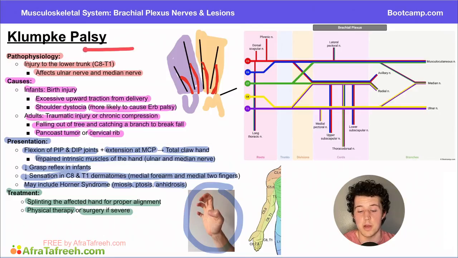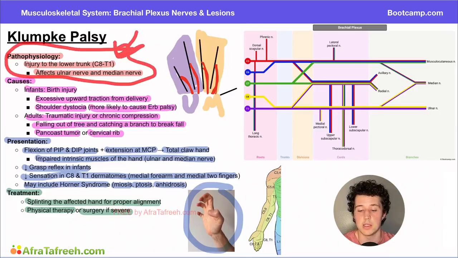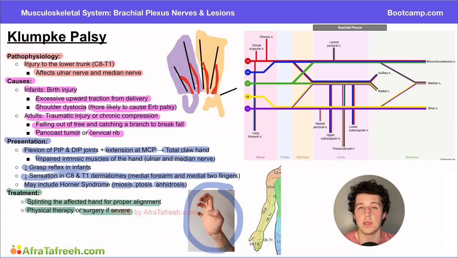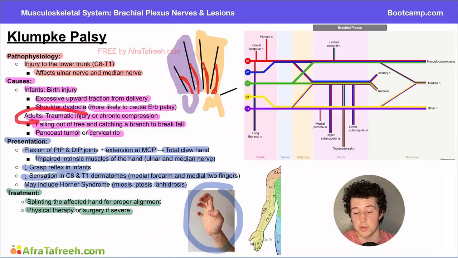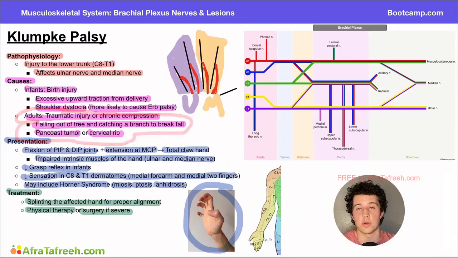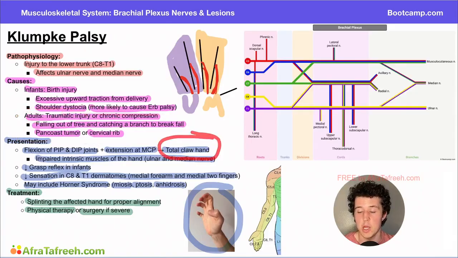Klumpke palsy is defined as injury to the lower trunk, which is classically defined as C8 and T1 and will affect the ulnar and median nerve. The cause in infants is traditionally upward traction from a birth injury, and the cause in adults can either be from trauma or from compression of a structure like a Pancoast tumor or a cervical rib. The presentation of Klumpke palsy will be total claw hand, which will be extension at the metacarpophalangeal joints and flexion at the proximal and distal interphalangeal joints.